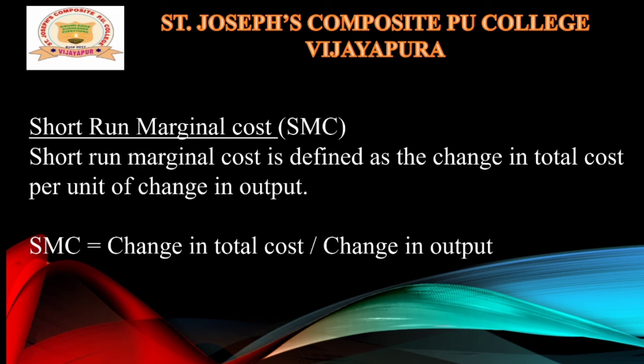Then how to obtain the short run marginal cost? SMC is equal to change in total cost divided by change in output, or delta TC divided by delta Q. Delta means change. So change in total cost divided by change in output. This is the formula of marginal cost.